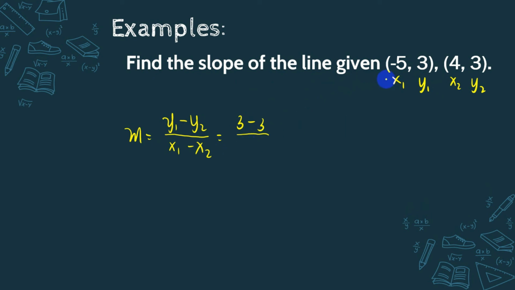And then for our denominator, we have negative 5, and then minus 4. So, in this case, we have 3 minus 3. 3 minus 3 is 0. And then, our denominator, we have negative 5 minus 4. That will become negative 5 plus negative 4. Right? So, our answer is 0 over negative 9. But since 0 is our numerator, our slope here is just 0.